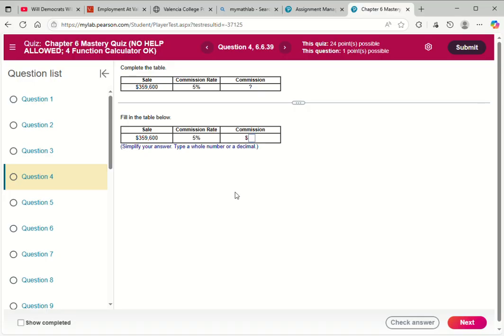Question number 4 says complete the table, and so this is a commission kind of situation here. So it says we have sales of $359,600 with a commission rate of 5%. And the objective there is to find the amount of commission.